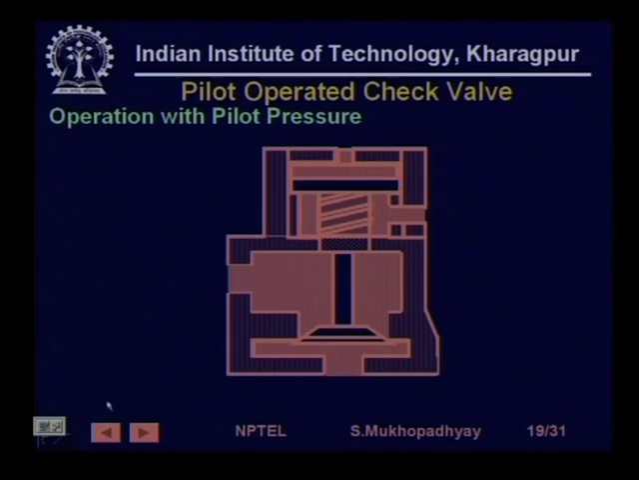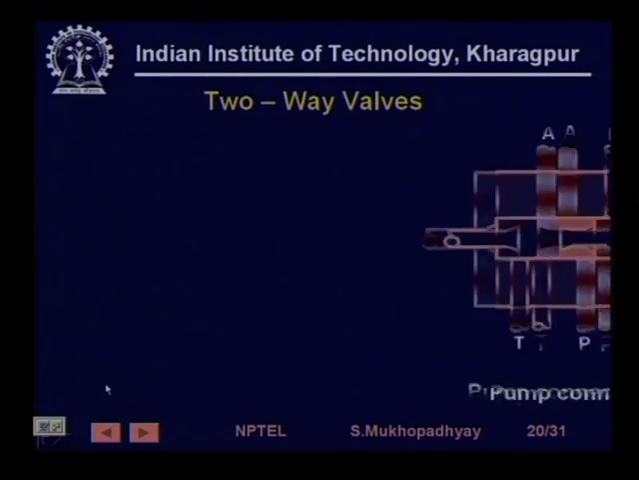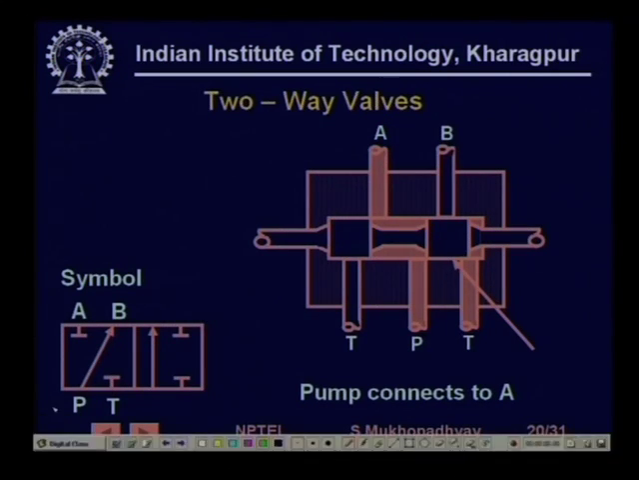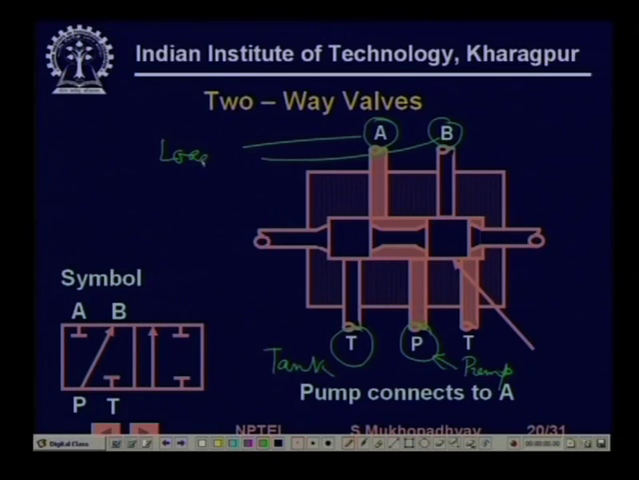Similarly, there are situations where we need to change flow direction. Typically we have 2-way and 4-way valves. This T means tank, this P means pump, and this A or B are the load ports, or system ports.